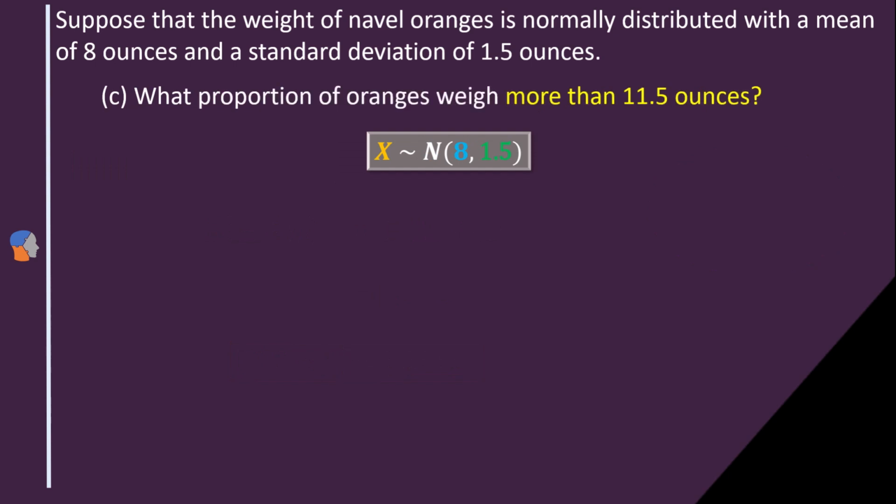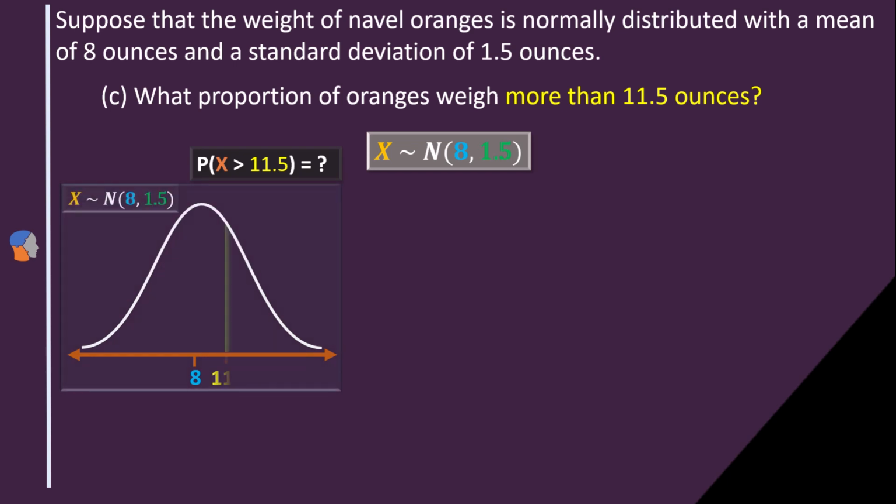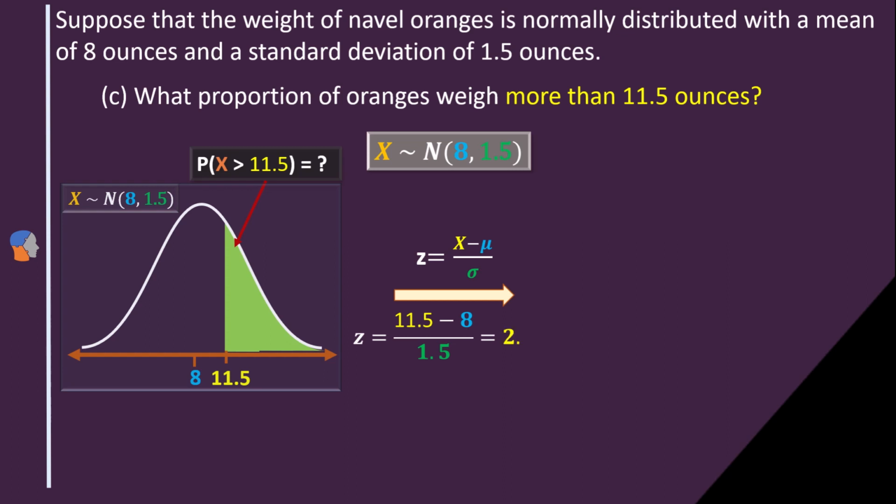What proportion of orange weight more than 11.5 ounces? Here asking more than, that means greater than. Proportion again means probability. So asking probability of x greater than 11.5, or the area under the curve and right of 11.5. First step, find the z value of 11.5 using x minus mu over sigma. Here x is 11.5. Mu and sigma are known, so z is 2.33.